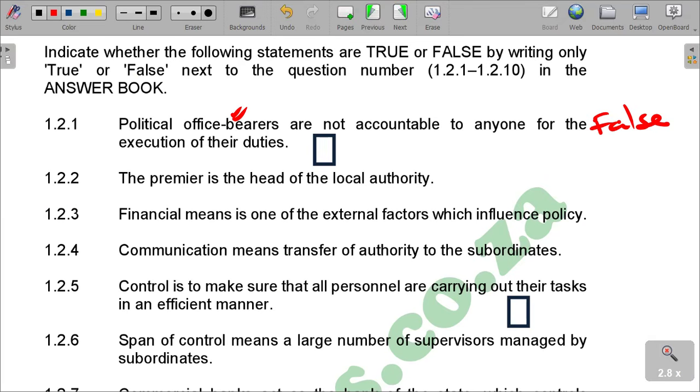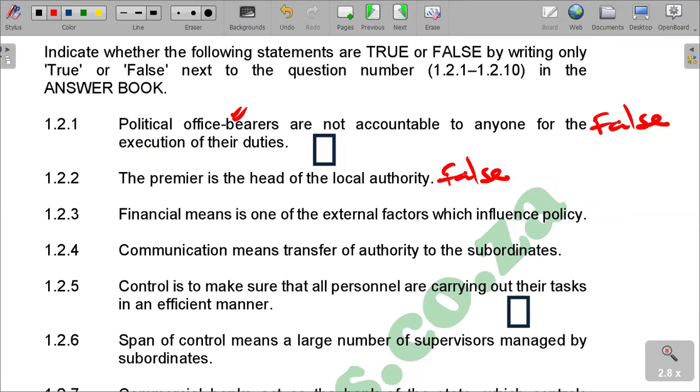The premier is the head of the local authority. We are saying the premier is not the head of the local authority. I'm sure you remember the government structure. When you look into the government establishment, we cannot talk about the premier as the head of the local authority. We are talking about municipalities, for instance in Bloemfontein, Mangaung. The premier is not the head of Mangaung.